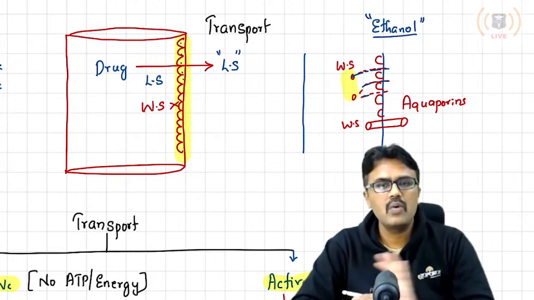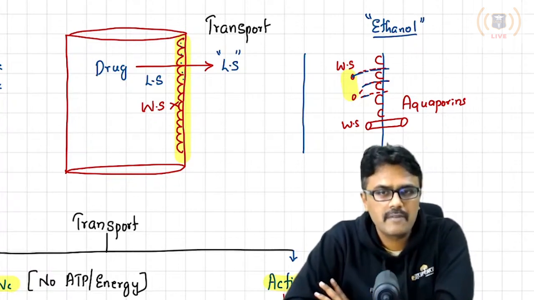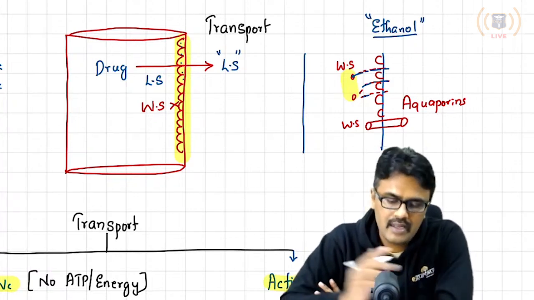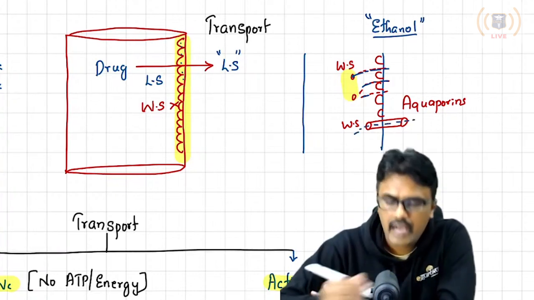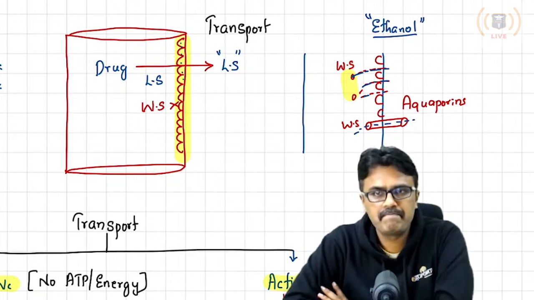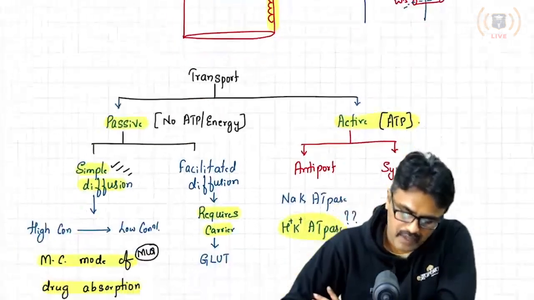So remember, who can easily cross a membrane? It is lipid soluble. Who cannot cross? Water soluble. And if it is water soluble, at least it should be very small, or it should be transported through a channel called the aquaporin channel. Clear, guys?